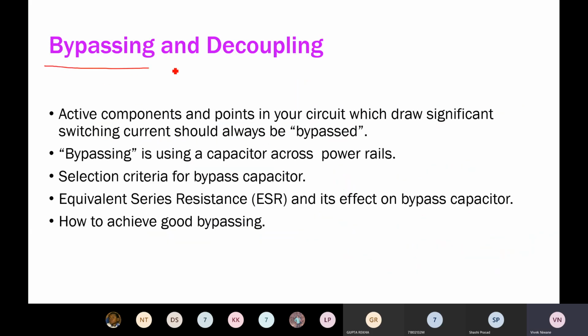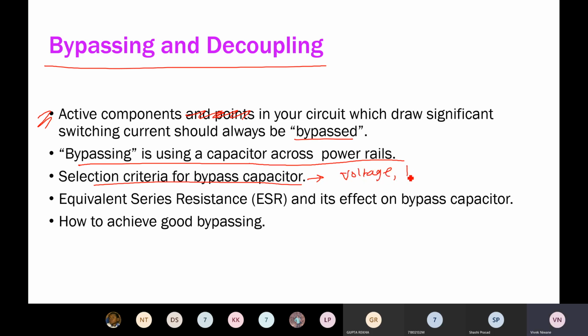Then bypassing and decoupling capacitors, those are very important. Active components in your circuit which draw significant switching current should always be bypassed. Bypassing is using a capacitor across power rails. Selection criteria for a bypass capacitor depends on the voltage and the time for the voltage pulse.